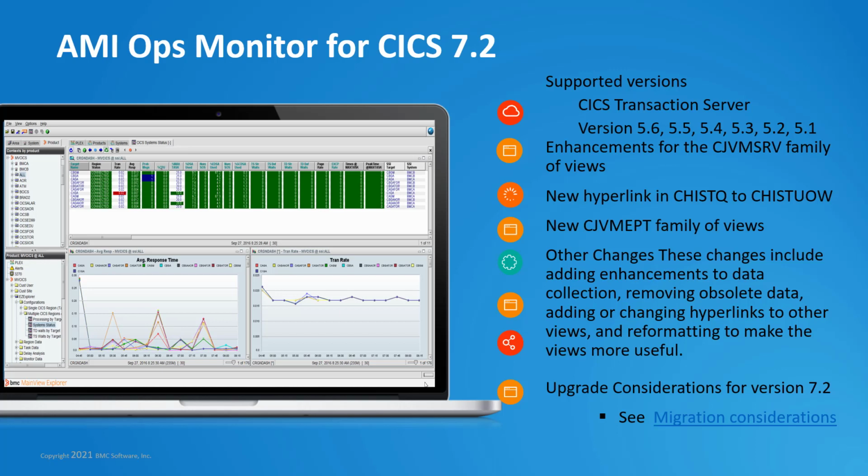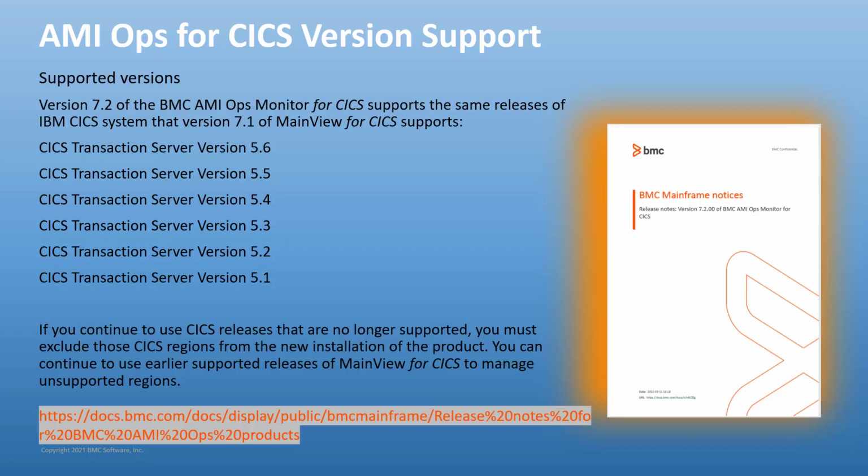In this release, these changes included adding enhancements to data view collection and removing obsolete data, adding and changing hyperlinks to other views, and reformatting to make views more useful. See these changes in 7.2. Also, if you're considering a migration, please review the migration considerations. All right, AMI Ops CICS version 7.2 supports CICS Transaction Servers 5.6, 5.5, 5.4, 5.3, 5.2, 5.1.